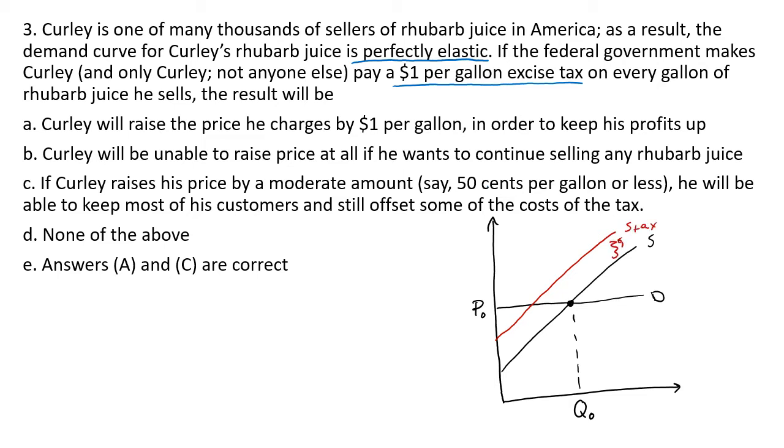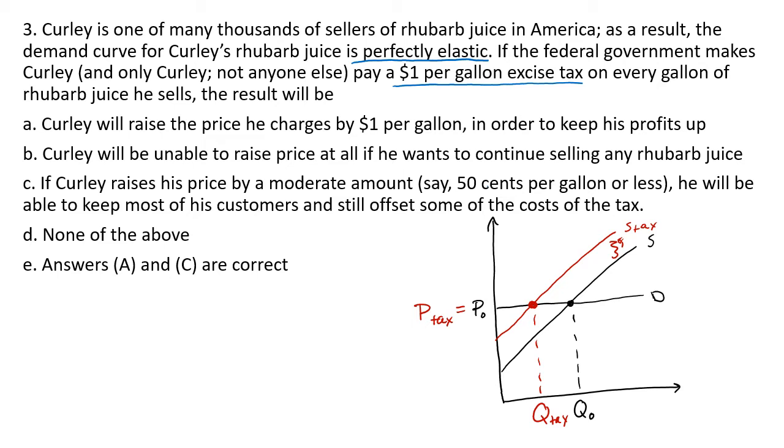This height here is $1. And we see the new equilibrium quantity will indeed be lower, as it is with a tax, but the price is actually the same. And that's because demand is perfectly elastic. If he tried to pass off even a penny of that tax to the buyers of his rhubarb juice, nobody would buy it at all. So he cannot change the price of his juice whatsoever.